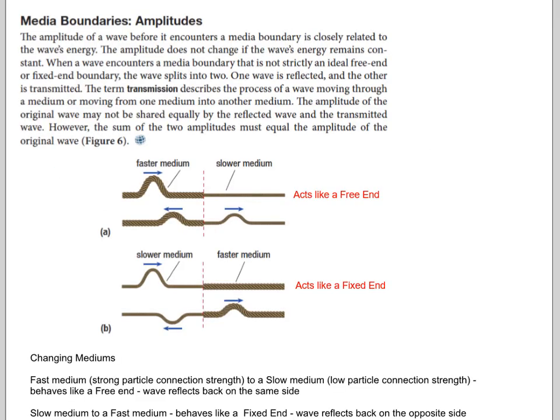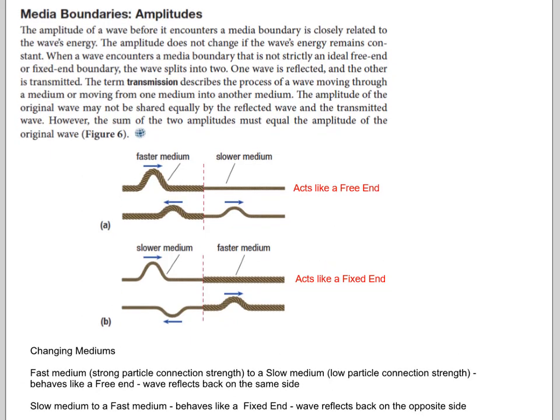So now media boundaries. We're going to call something a faster medium, and you can just think of it as like a thick rope being tied to a shoelace. That would be one way you could think of a fast medium. A fast medium has stronger particle connection strength. That's one way of thinking about it. And then a slow medium has lower particle connection strength. That's the only way I could really think of describing that.